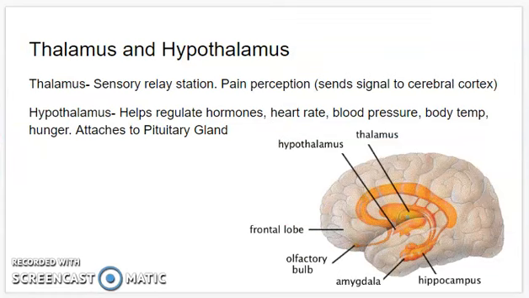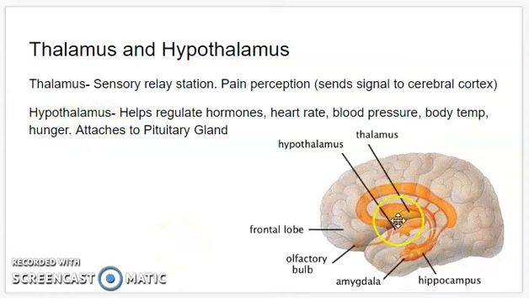The thalamus is a relay station. It's what catches pain perceptions and then sends that pain perception to your cerebral cortex. And then your hypothalamus, which comes down here and actually connects to your pituitary gland, helps regulate your hormones. Your pituitary gland is what releases those hormones and controls all that stuff. Your hypothalamus is also responsible for heart rate, blood pressure, body temperature, and hunger. I'm hungry right now. But when am I not hungry? So yeah, go ahead and write these two down on your notes.